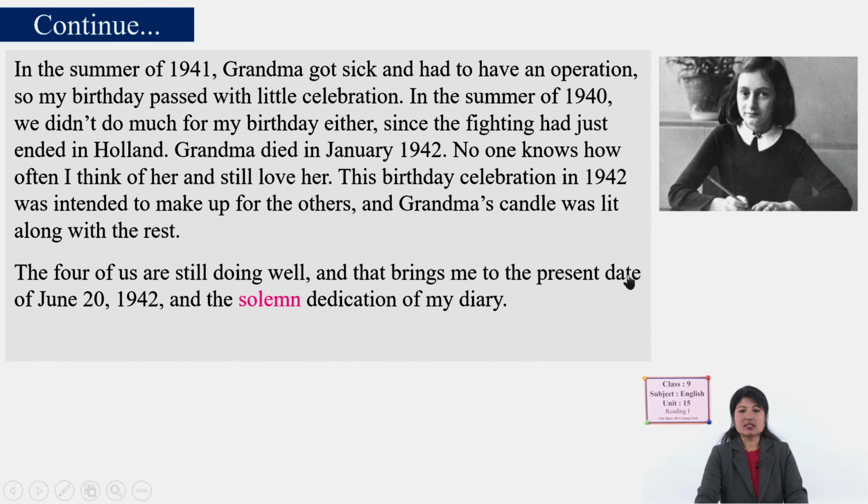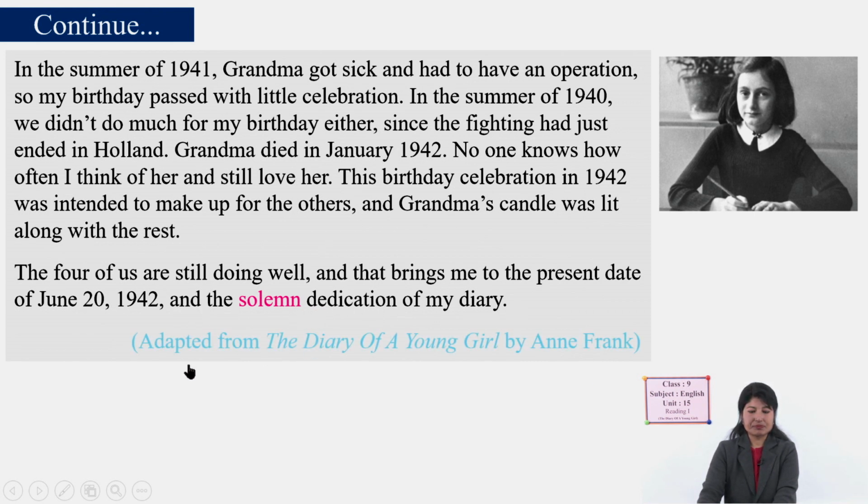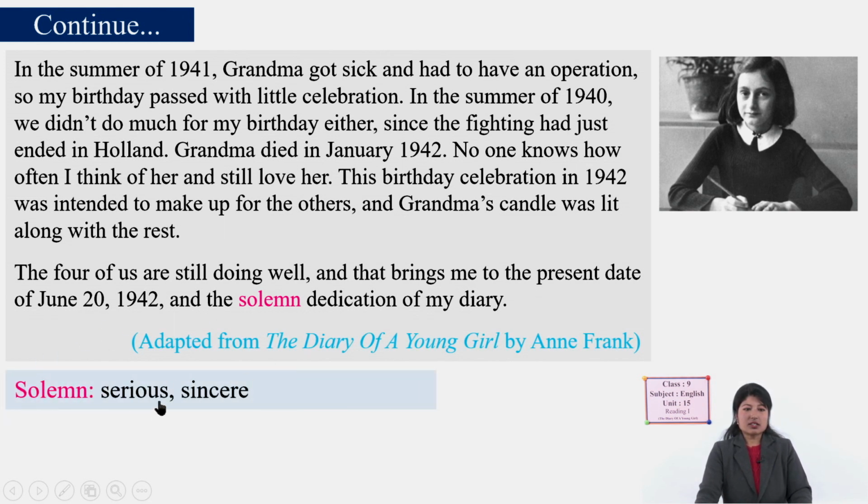That brings me to the present date of June 20th, 1942, and the solemn dedication of my diary. So, solemn, serious and sincere. So she could write her diary till this date.